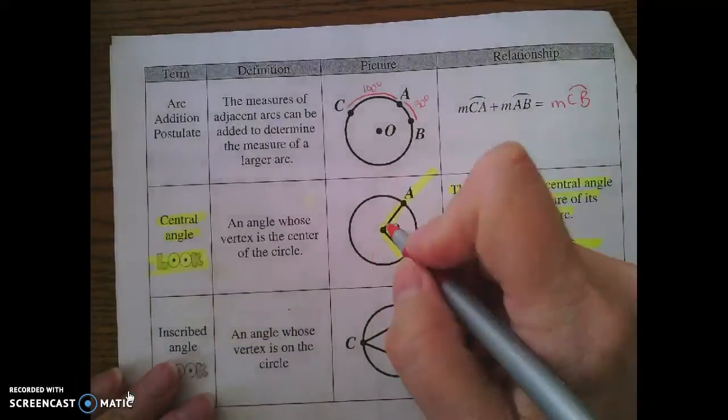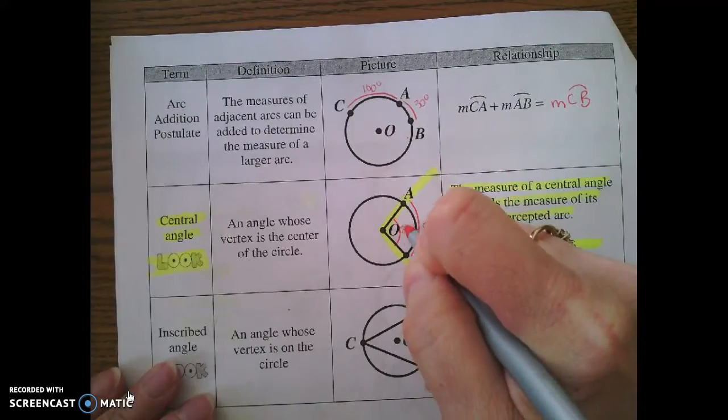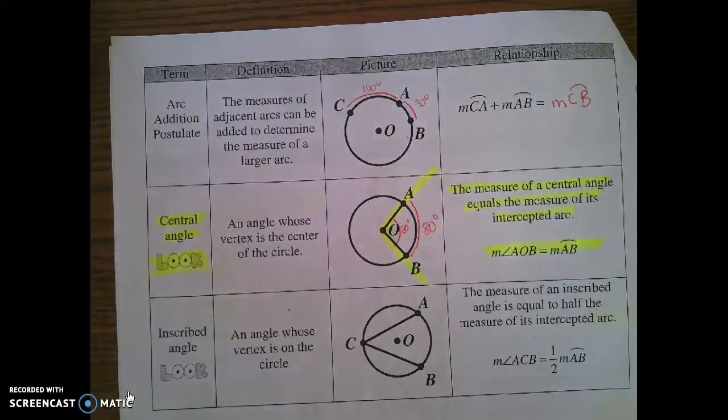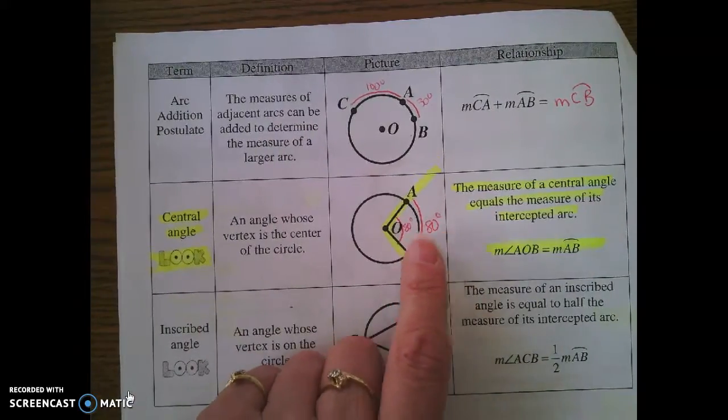There is a very special relationship between a central angle and the measure of its arc. They equal each other. They are congruent. If the angle's 80 degrees, the arc is 80 degrees. Angles and arcs are both measured in degrees. So very important, you need to look for central angles because again, you are going to get a measurement.